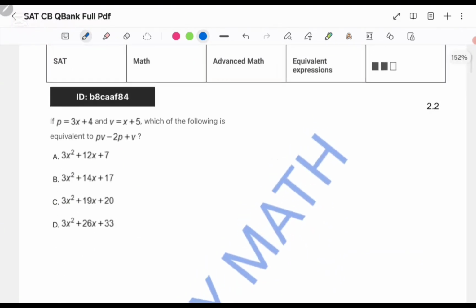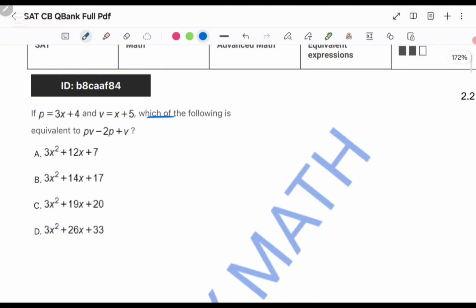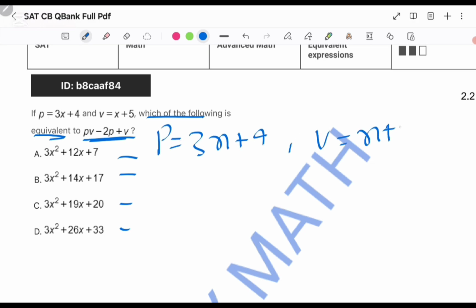Moving forward, here we are asked to find which of the following answer choices is equivalent to this expression, provided that P is equal to 3x plus 4 and V is equal to x plus 5. So for the given expression, PV minus 2P plus V, we want to look at each P and replace it with this, and each V and replace it with this. Let's go ahead and do that.